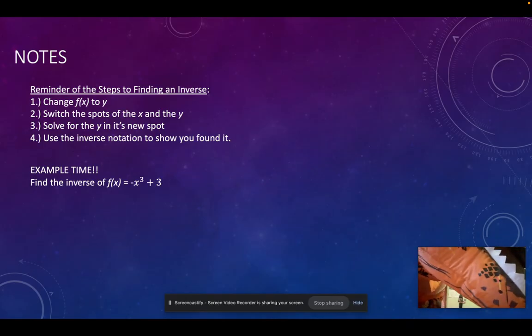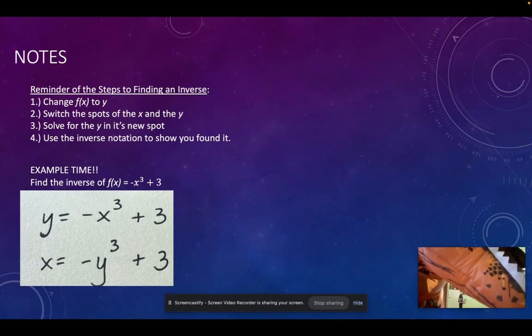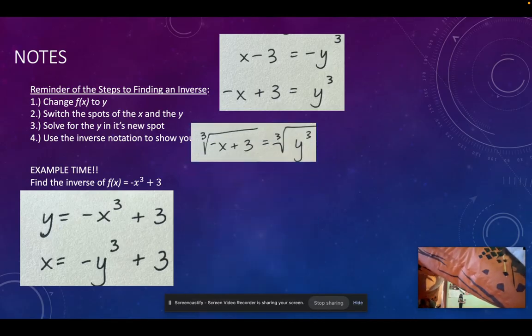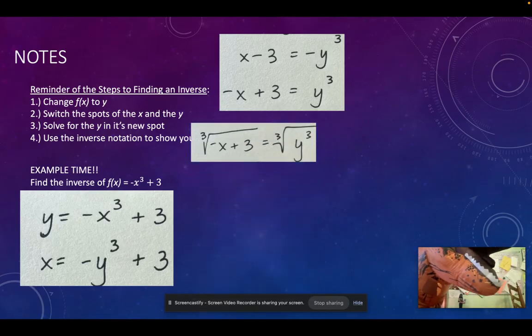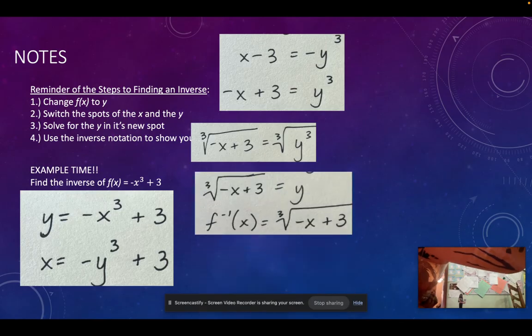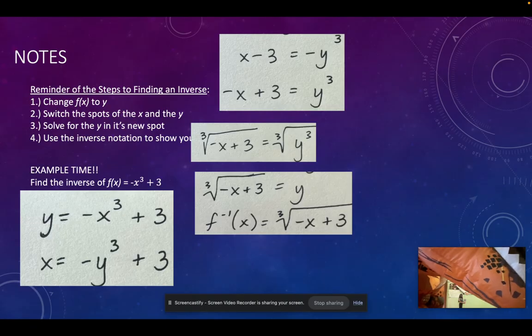If we have f of x equals negative x to the third plus 3, we're going to want to switch f of x to a y, switch the spots of the x and the y, and now solve for the y in its new spot. In this case, we'll subtract the 3 from both sides of the equal sign. I went ahead and divided by that negative out in front of the y. And then we're going to cube root both sides to undo the cube, because cube roots and cubes are inverses of each other. When we do that, I'll use the symmetric property to flip it around and use the inverse notation, and we get that f inverse is the cube root of negative x plus 3.